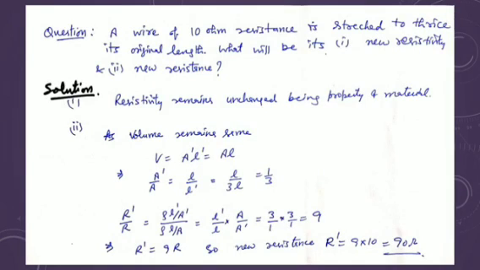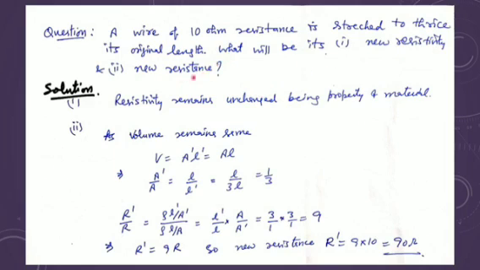One more question with you is here. You can see that a silver wire of 10 ohm resistance is stretched to thrice its original length. You have to find its new resistivity and new resistance. Of course, resistivity is independent of the dimensions, so resistivity will remain unchanged because it is dependent only on the nature of the material or on the temperature. They are not giving any variation in temperature, so in this case it will remain constant.